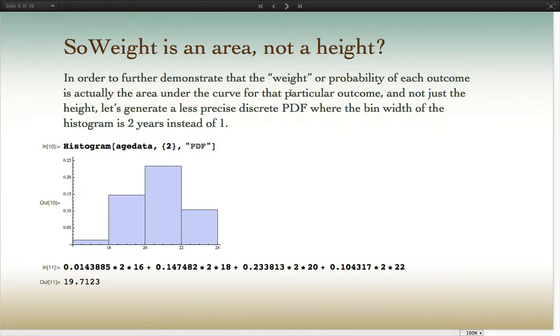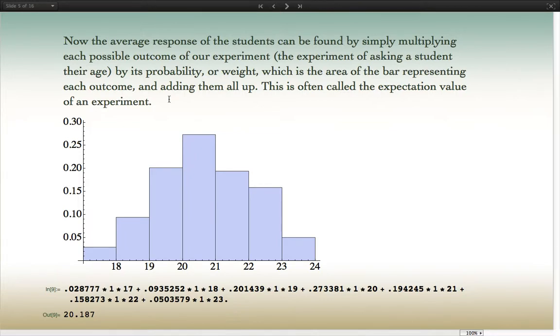So I said something important here. The weight is the area, not the height. It's tempting with this particular example to think of the weight of each one as just being the height, right? Which is why I made a point to write multiplied by 1 here. Of course, it does nothing to the answer multiplying by 1, but I put that in there because for each one of these, it's really the area from 17 to 18 that determines the weight of the outcome 17 years old, and the area here of 0.0935, etc. times 1 is the weight of getting 18 years old as an answer.